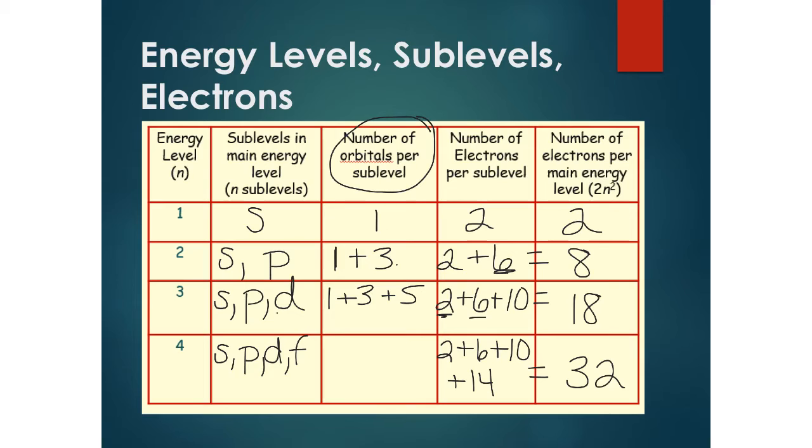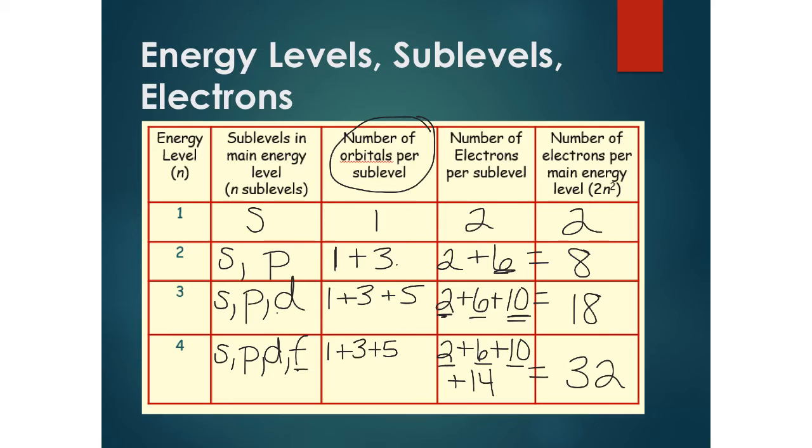Each orbital can hold 2 electrons. That's how we get to the 10 total. So S, one orbital, can hold 2 electrons. P has 3 orbitals. Each orbital holds 2 electrons, giving us 6 that can go into P. D has 5 orbitals. Each one of the 5 orbitals can hold 2 electrons. That's how we get 10 electrons that can go into D. So D has space for 10.